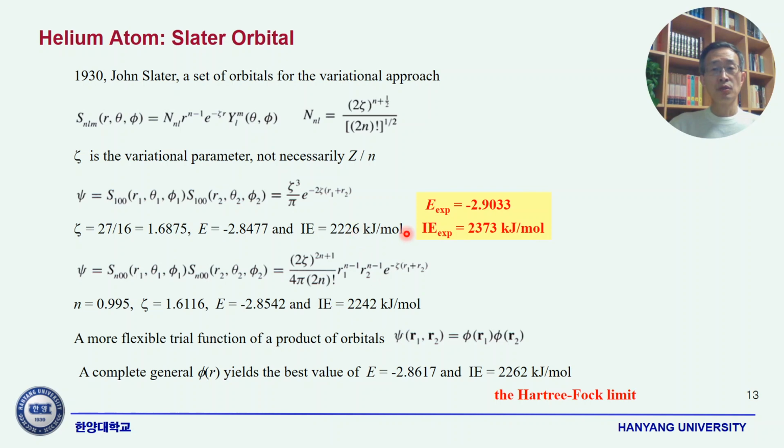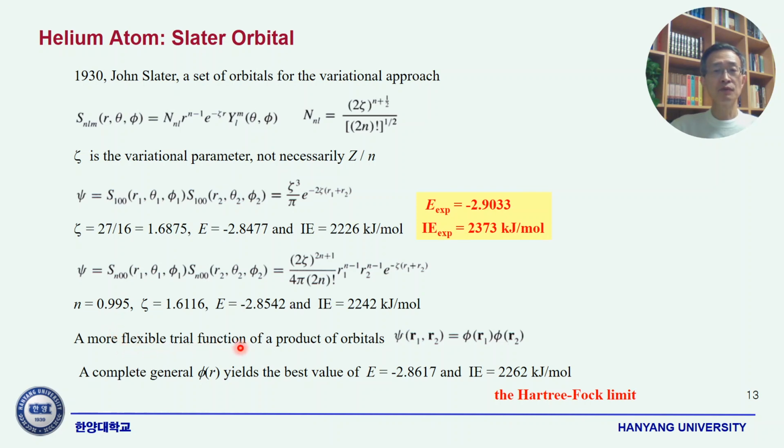So the actual number is 2373. We had 2226, now 2242. That is improved by something like 16 kilojoules per mole, right? A little improvement by just releasing, or including, one more parameter.